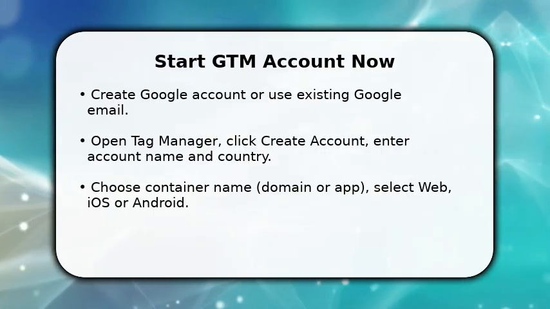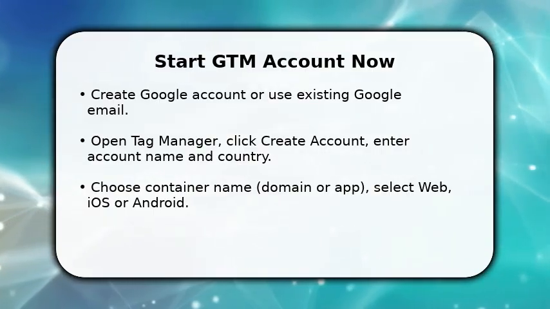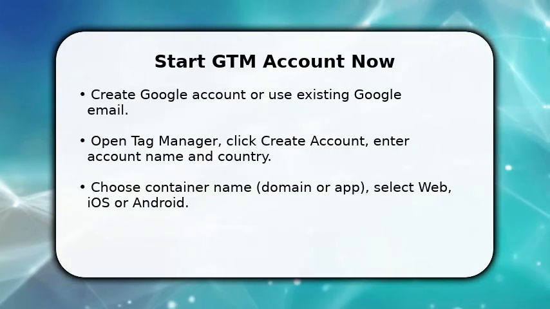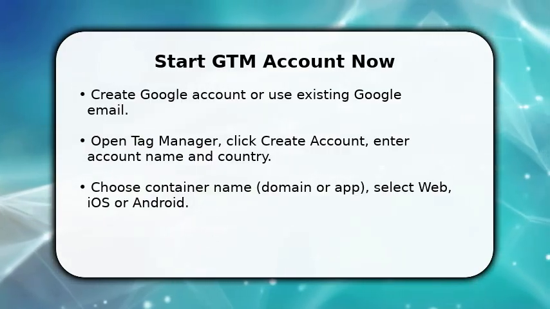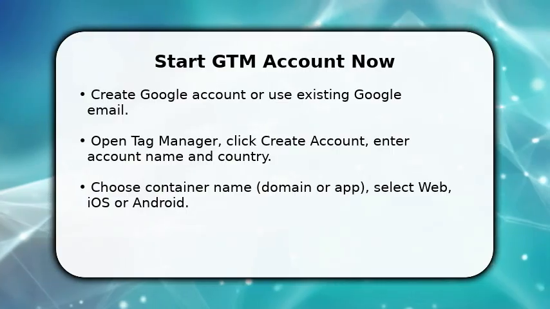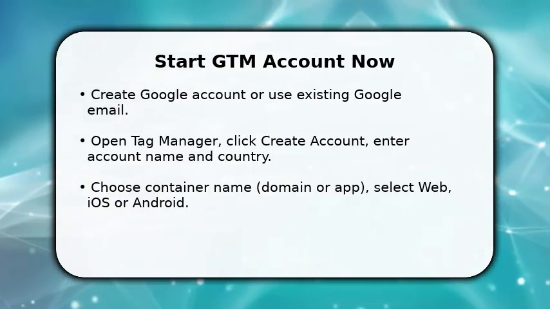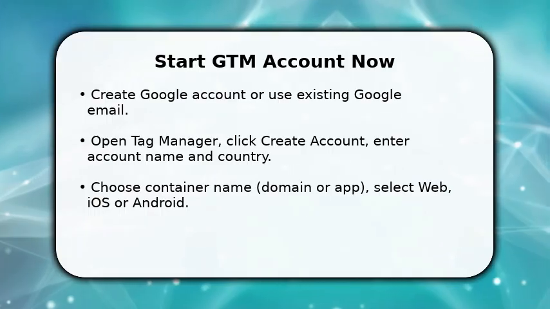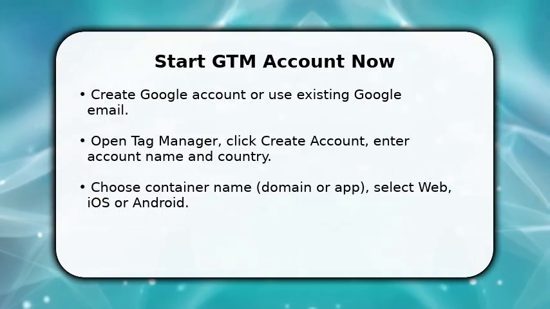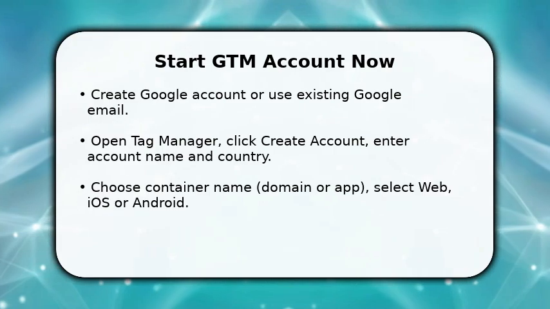Enter an account name and country so data stays organized. Next, create a container and name it after your domain or app. Choose web versus iOS or Android based on where tags run. Make sure to review the data sharing settings before you continue. This gets your account and container ready so you can install tags in the next steps.